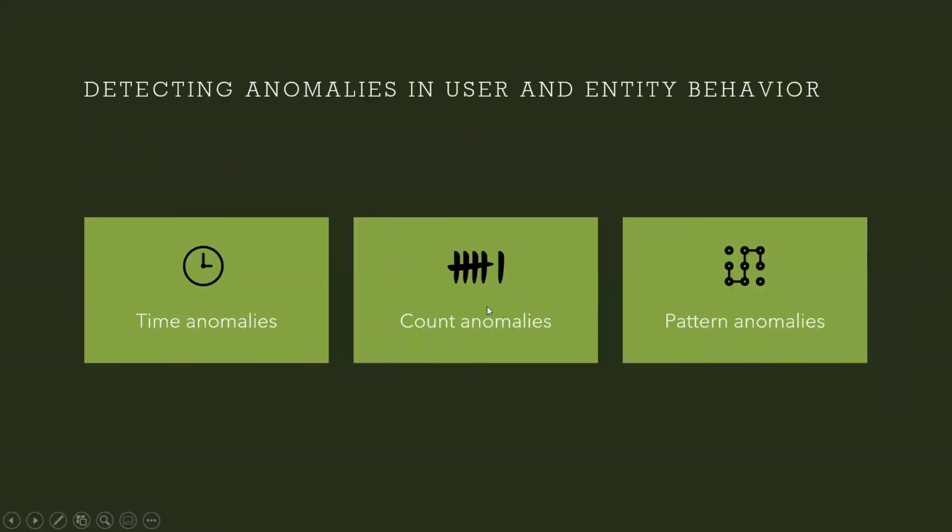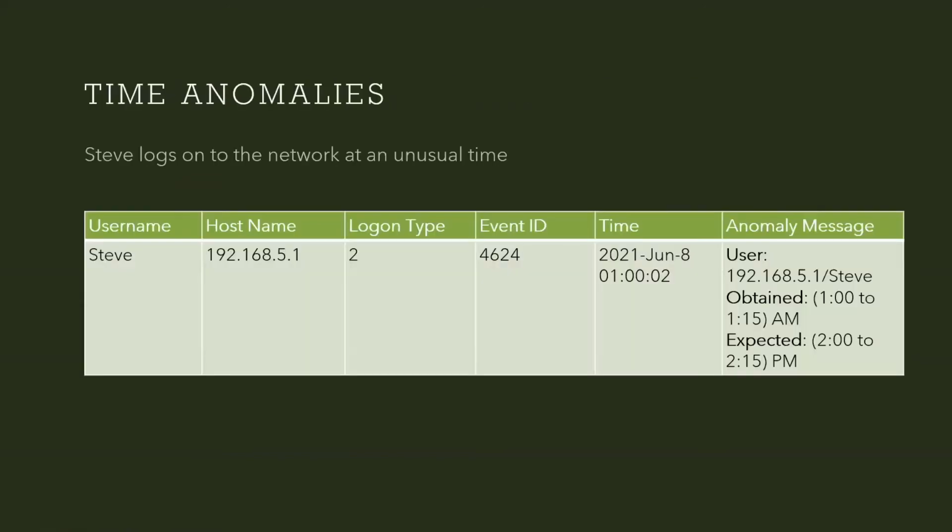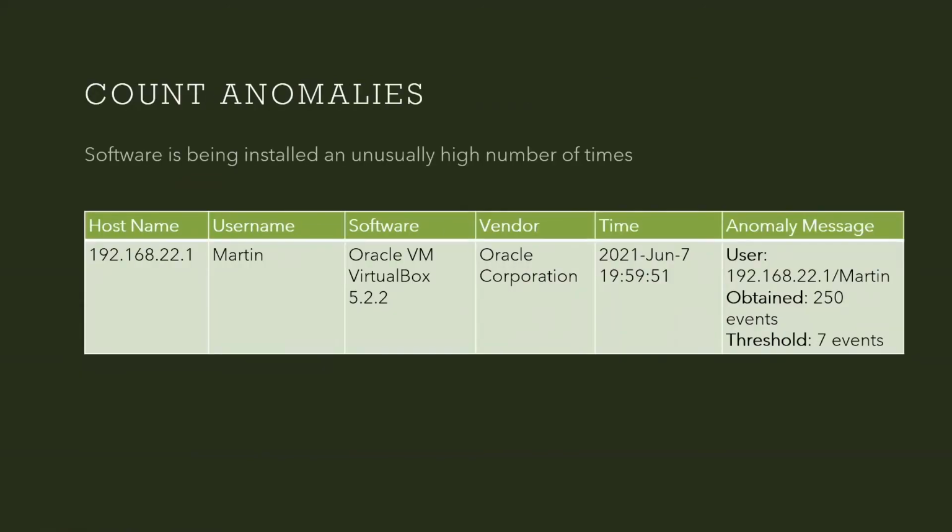Next up, we have count anomalies. And with count anomalies, we are asking questions such as, are software and services being installed on hosts way too many times during a given time period? So let's take an example of a count anomaly. Take a look at this.